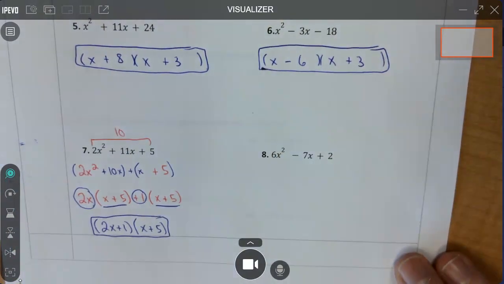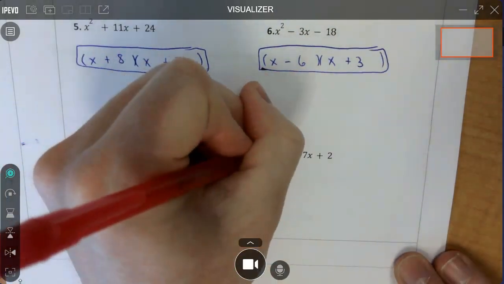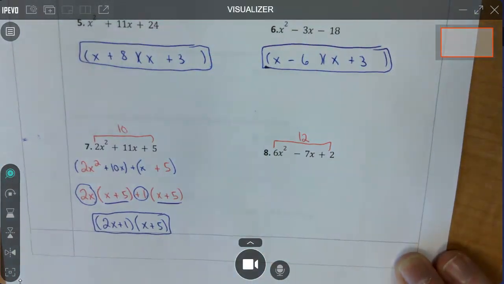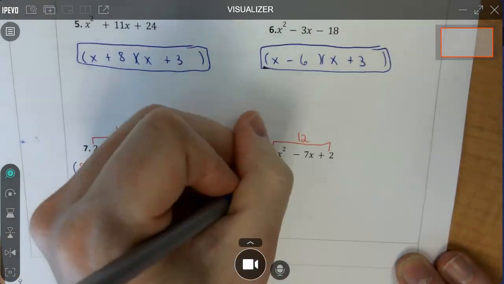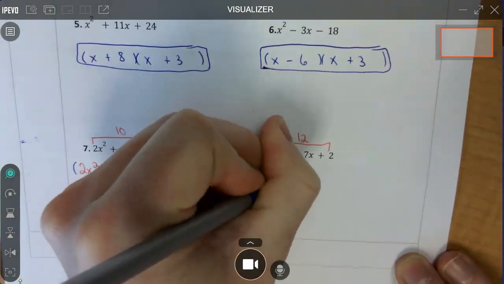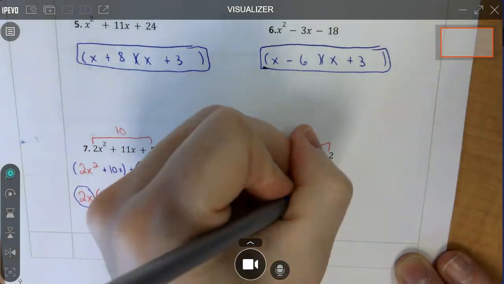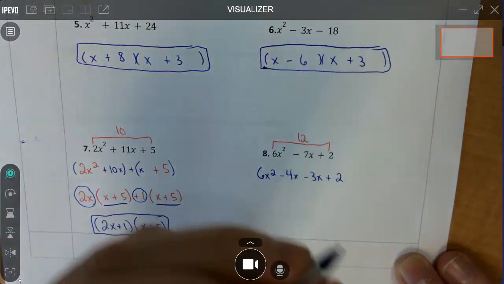All right, last one. Now we got 6 times 2. 6 times 2 is 12. What two numbers multiply to make 12 but add to make negative 7? It's actually negative 4 and negative 3. The 6x squared and the 2 on the outside, those stay right there.